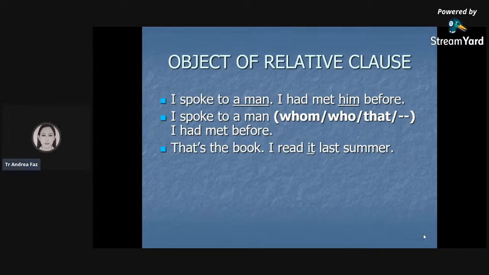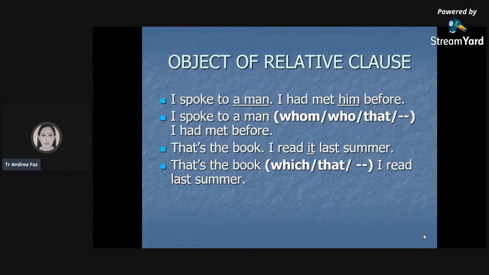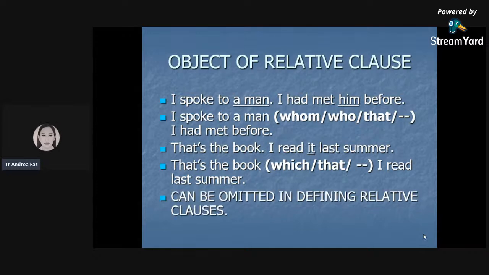Then, that's the book. I read it last summer. It will be the pronoun of the sentence, and which and that will be the relative pronouns that help us to link the information. That's the book which I read last summer. That's a book that I read last summer. Then, those relative pronouns can sometimes be omitted, but just in defining relative clauses. We're going to see what defining relative clauses are later in this video.